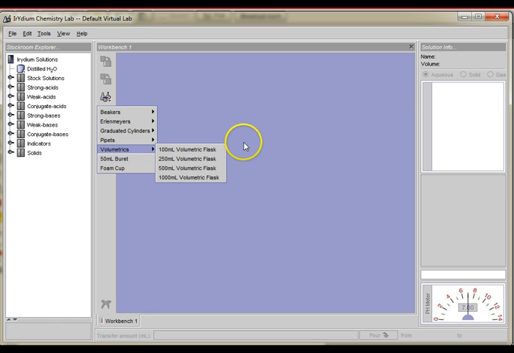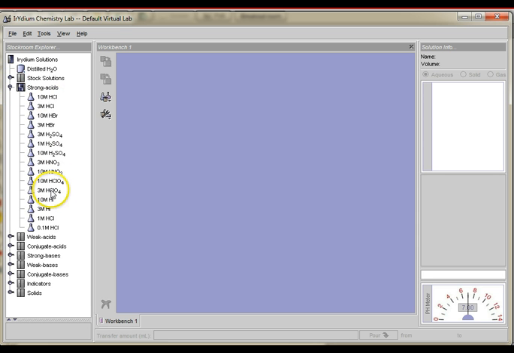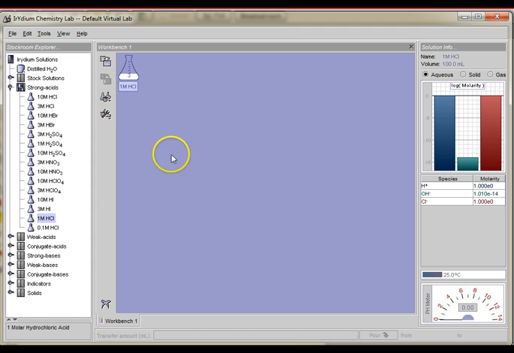First thing we'll do is take an acid, so we take a strong acid. We click on this cabinet and take 1 molar HCl. Simply double click on this, and now you got your workbench. You can see it says first workbench, and you have an acid on your workbench. It's a 1 molar HCl solution.